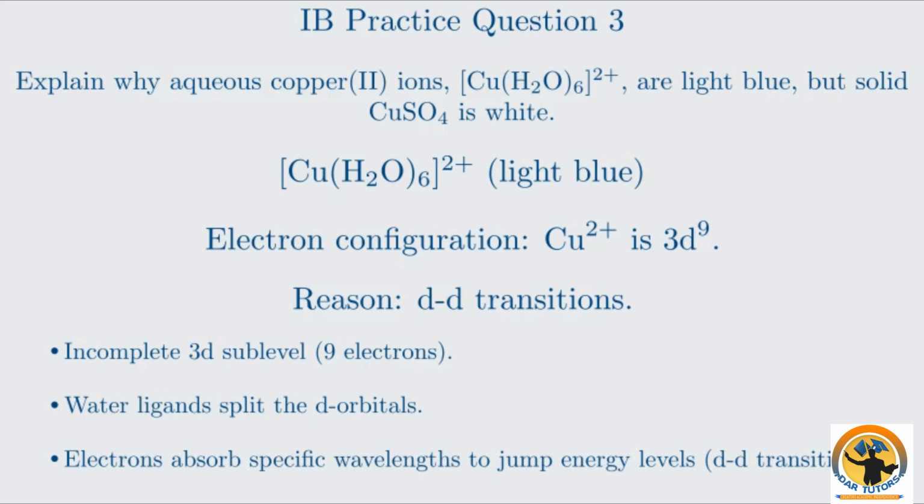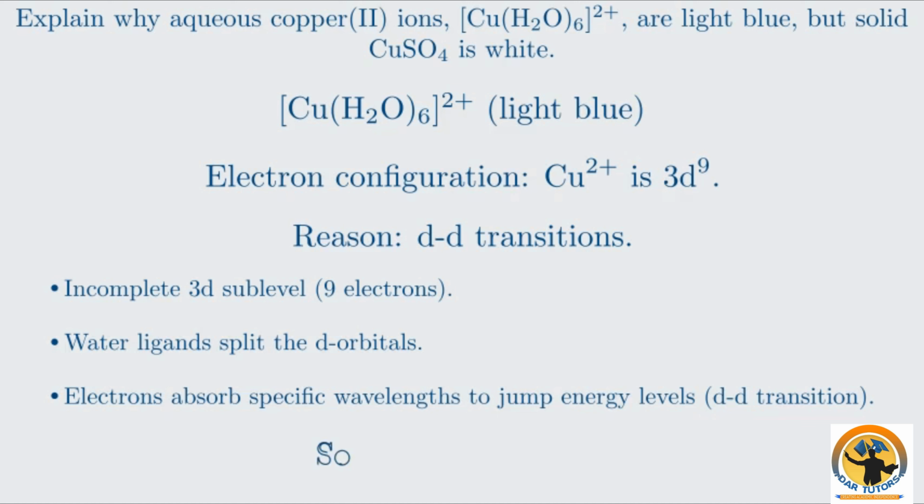Now let's consider solid CuSO4. The question asks about the solid, not a solution of it. In solid copper-2 sulfate, the copper ions are not bonded to water ligands. There are no coordinated ligands to split the d orbitals. Without any ligands to split the d orbitals, there is no energy gap for d-d transitions to occur in the visible range. Therefore, the solid CuSO4 does not absorb any visible light.